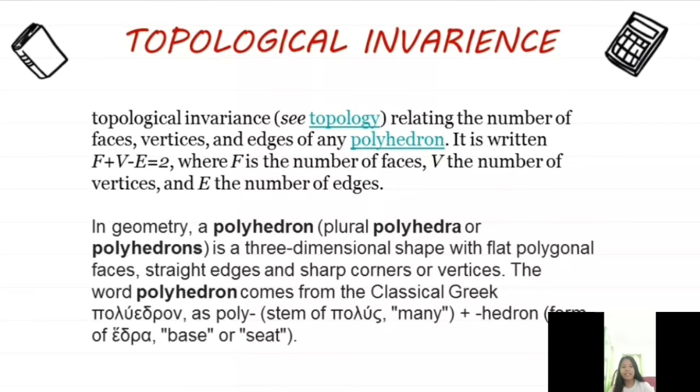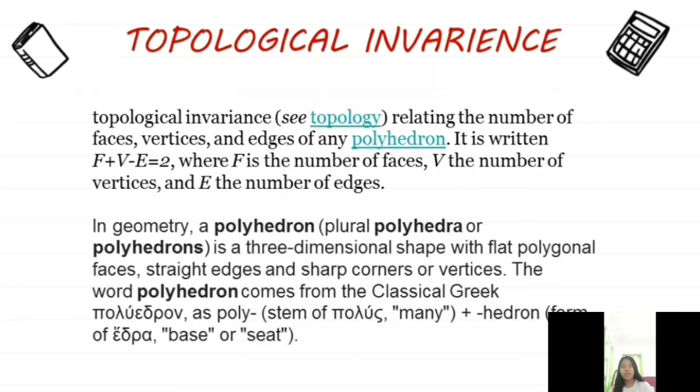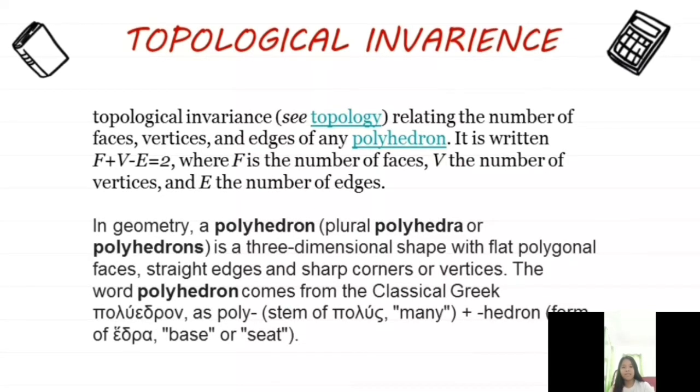The formula applies to convex polyhedrons which are shaped with straight edges and flat faces. Euler's formula only works for polyhedra that follow certain rules. The rules in this formula is the shape must not have holes and must not intersect with itself.